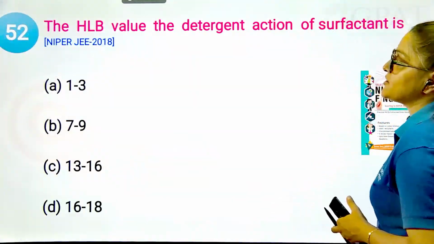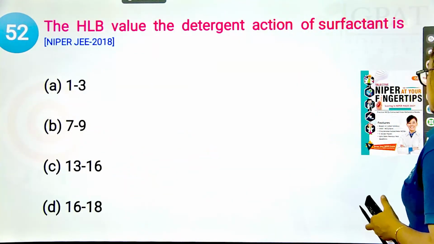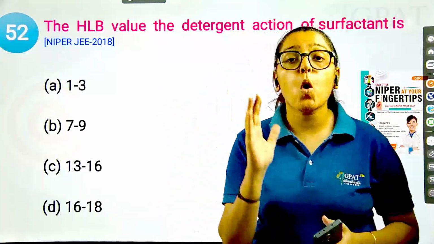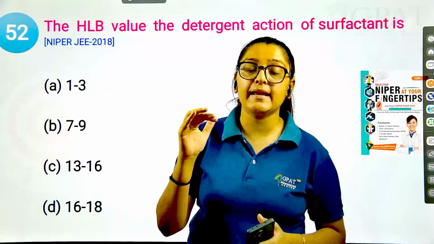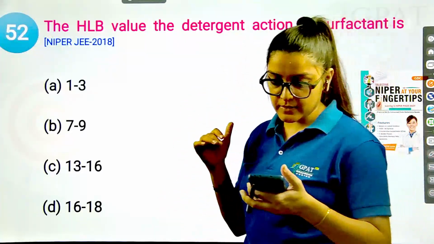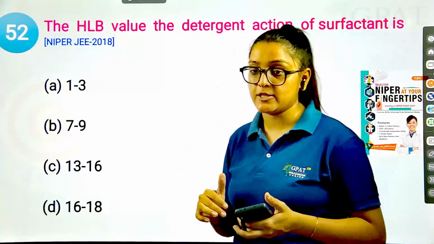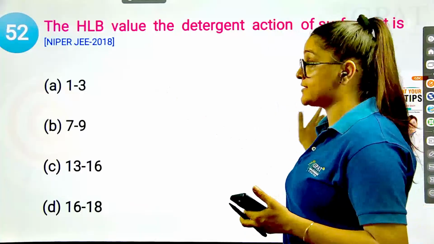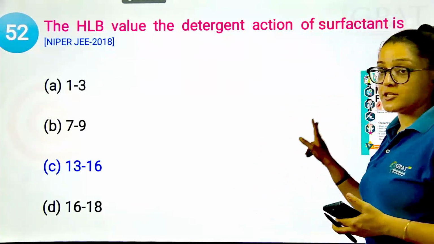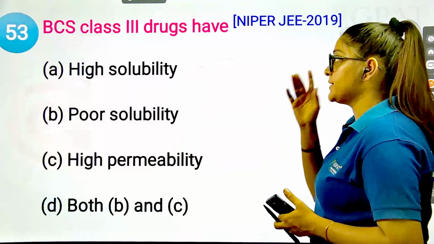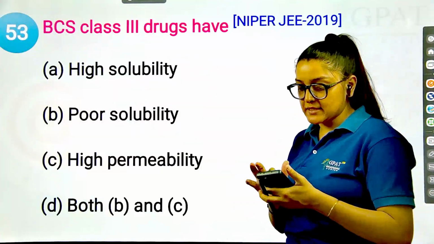Next, the HLB value of the detergent action, this I expect from you all. Antifoaming, wetting, water in oil, wetting, oil in water, then detergents and then solubilizing agents. So from 13 to 16 we will have the HLB value of the detergent. Option C here is correct. Okay, fine. Next, BCS classification.